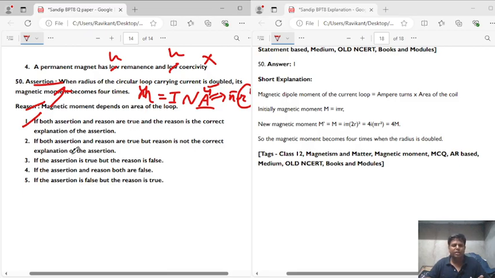So the correct answer for question number 50 is option 1, right? Because M is equal to NIA and A is equal to pi r squared. According to this, if the radius is doubled, the area will become 4 times, and because area and magnetic moment are directly proportional to each other, if the area increases 4 times, the magnetic moment will also increase 4 times. So the correct answer for question number 50 is option number 1, right?